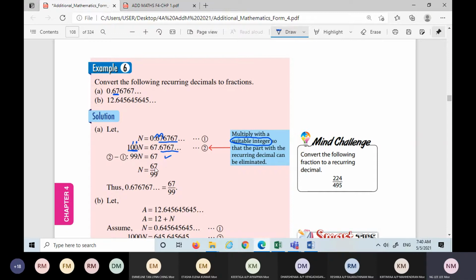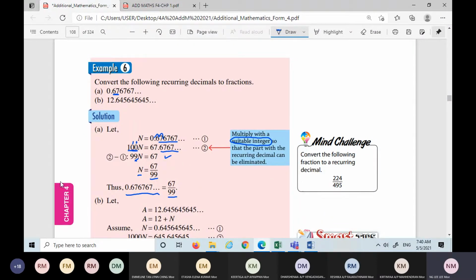Now when you reach here, you don't see the recurring decimal anymore. The last step: n is equal to 67 over 99, where the times moves to this side and becomes divide. What is n? n is your original question, 0.676767. So now n is 67 over 99. Therefore, you can make this conclusion: 0.676767 is equal to 67 over 99.